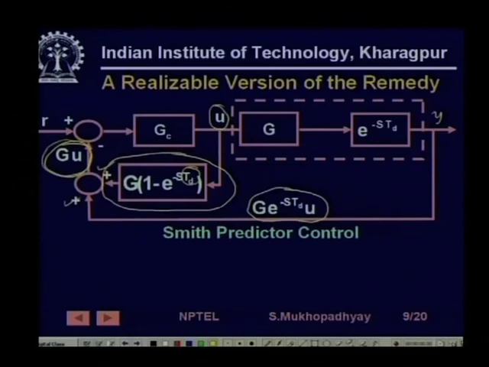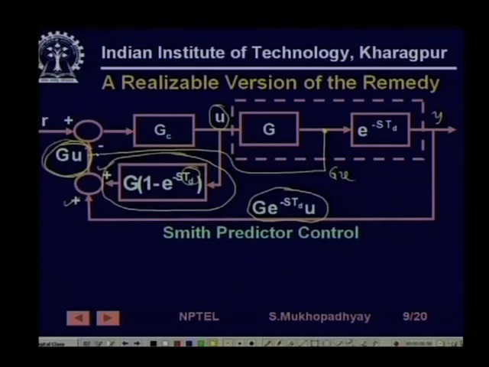So what is Gu? Gu is the signal here, this is Gu. So by adding this term I am creating a situation as if I am able to make a virtual feedback here, that is what I wanted, right. So if I do that, then I will be able to use the kind of gains that I can use for the system without delay. So this is the basic principle of Smith predictor control.